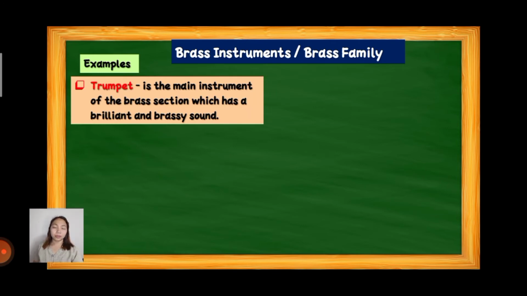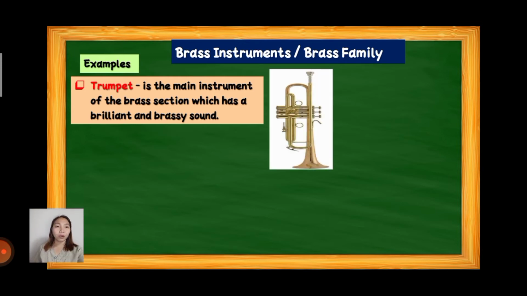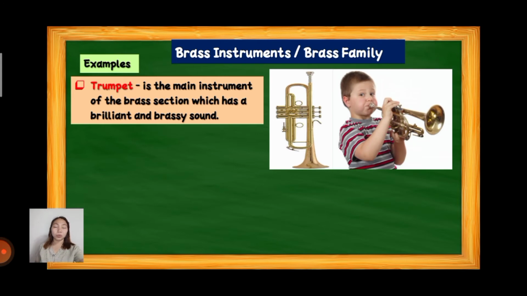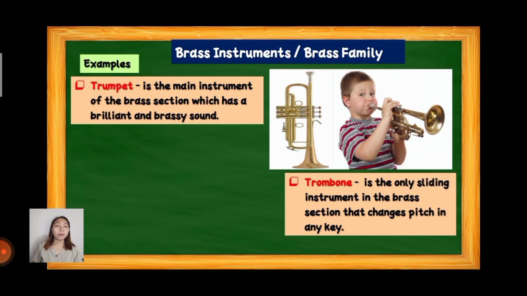The trumpet. So, kadungog naman mo ana, no? Trumpet is the main instrument of the brass section, which has the brilliant and brassy sound. And here is the example. Okay, mo niyang mga pictures. So, mo na trumpet.